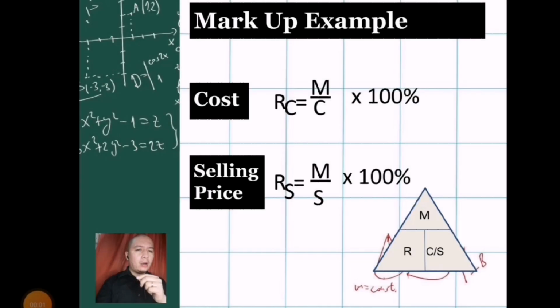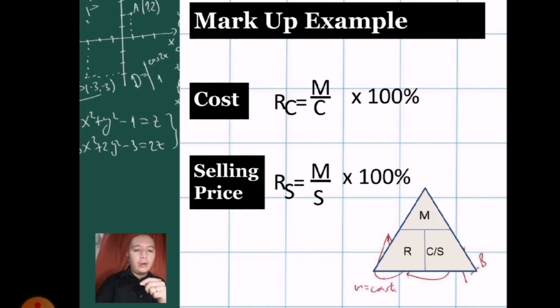So the rate of markup can be derived from two different bases, such as cost and selling price. If we are going to get the rate of markup from the cost, it's going to be RC equals M, or markup, over the cost, times 100%. But if we are going to get the rate of markup from the selling price, it is going to be RS equals markup divided by the selling price, times 100%.